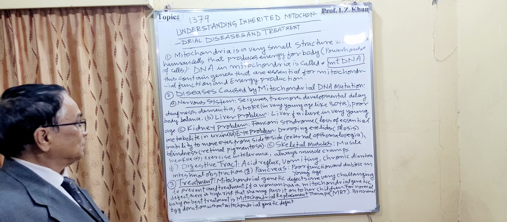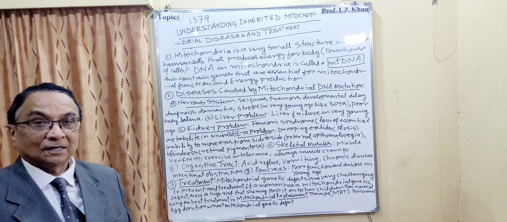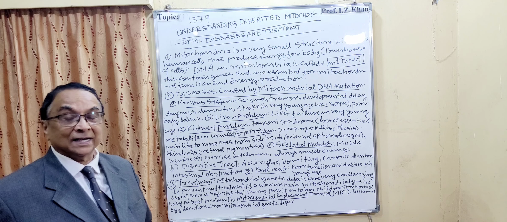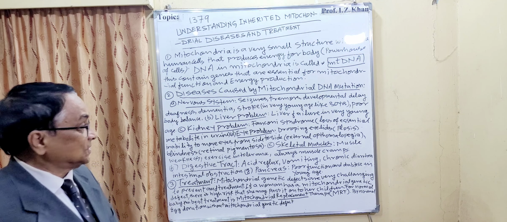They will not be balanced properly. Number B, liver problem. At a very young age, liver problem is not common. It is very much uncommon. But those who are having mitochondrial DNA defect, they may get liver damage at a very young age, even as a child. So that is a very serious issue. Liver failure at a very young age.